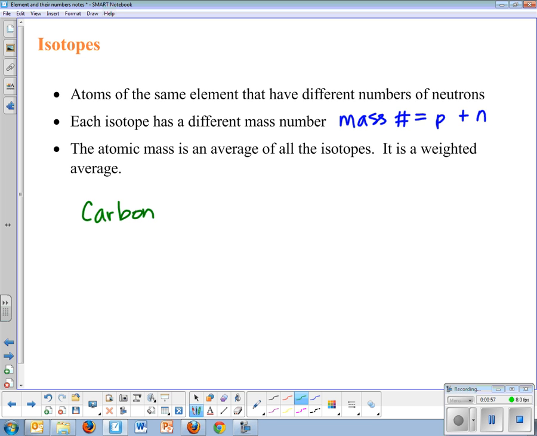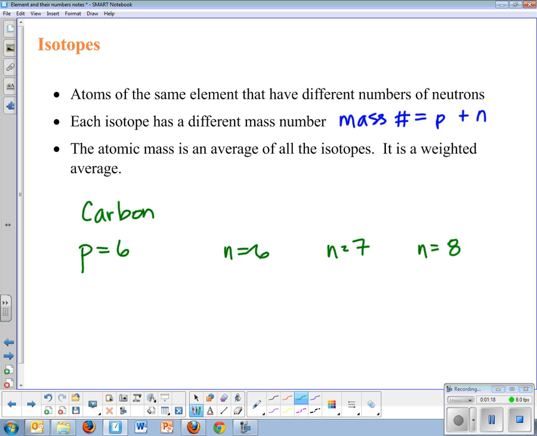Okay, so carbon always has 6 protons. That's its atomic number. But you can have carbon with 6 neutrons. You can have carbon with 7 neutrons. And you can have carbon with 8 neutrons. So when you add neutrons and protons, you get different mass numbers.